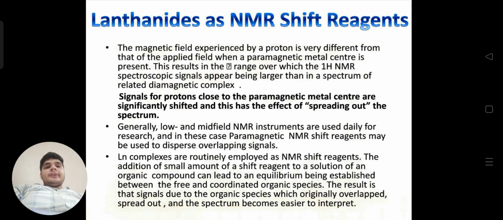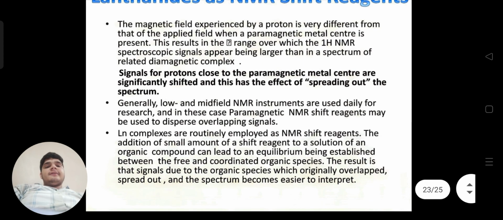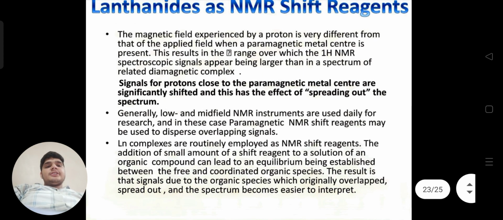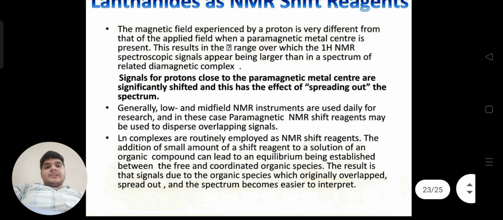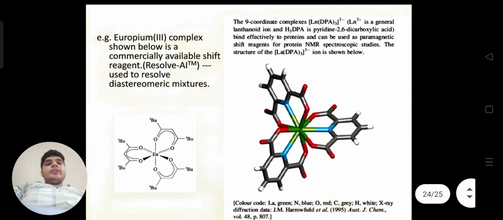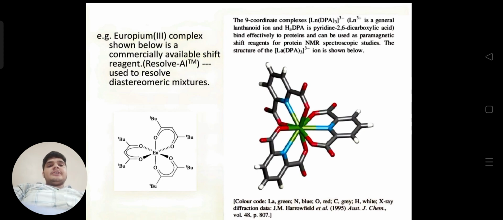Lanthanide complexes are routinely employed as NMR shift agents. The addition of a small amount of a shift reagent to a solution of an organic compound can lead to an equilibrium being established between the free and coordinated organic species. The result is that signals due to organic species which originally overlapped spread out, and the spectrum becomes easier to interpret or study. The europium in 3+ oxidation state complex shown below is a commercially available shift reagent having the structure as shown.